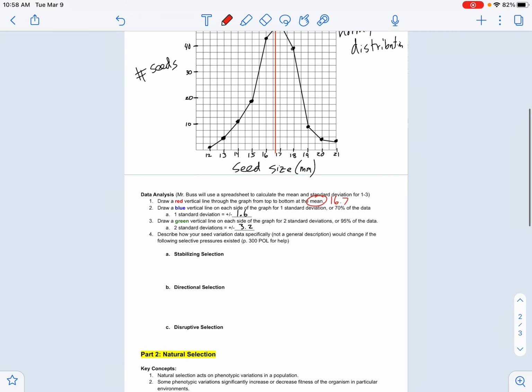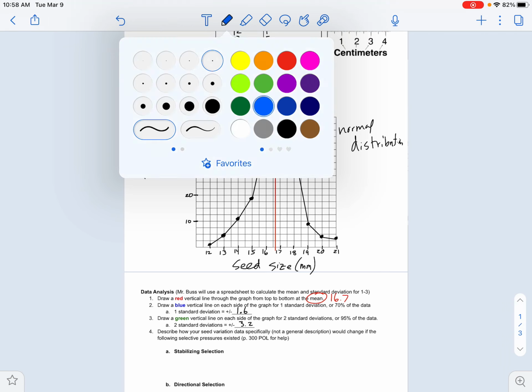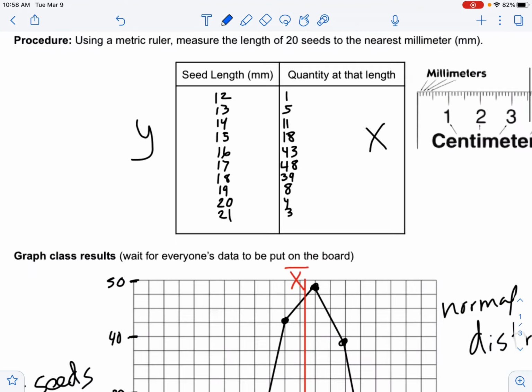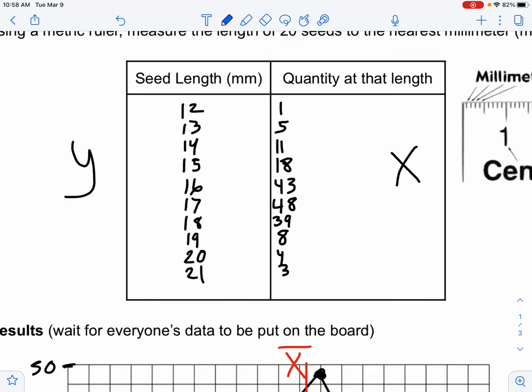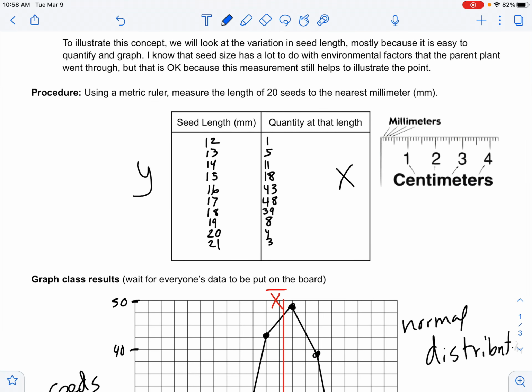Number 2, draw a blue vertical line on each side of the graph for 1 standard deviation. Again, the standard deviation would be a pain to calculate. It's on your formula sheet. Standard deviation is the square root of the sum of each data point minus the average squared divided by the sample size minus 1. So you'd have to do that calculation for each seed measurement. Like you'd have to do that for the seed that measured at 12, and for the 5 seeds that measured at 13. So you'd have to do that calculation just a ton.